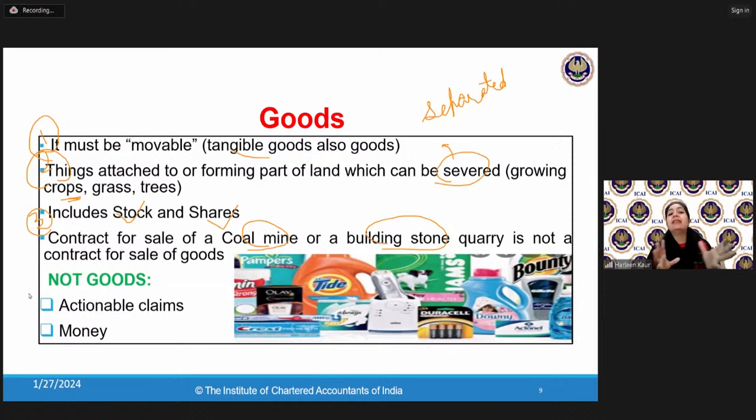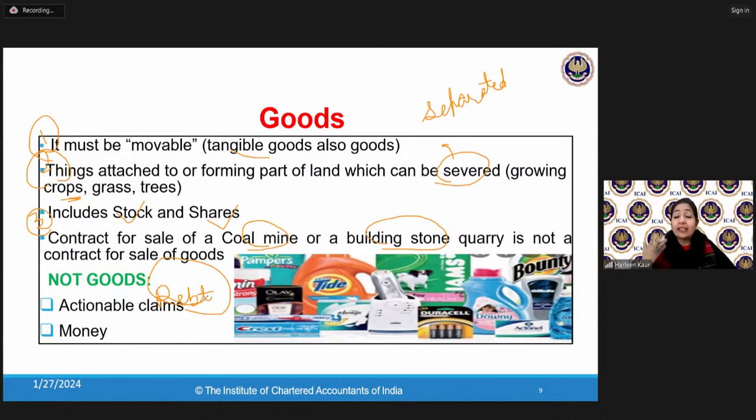Now, what are actionable claims? Actionable claims means a debt, against which action can be taken. Something against which an action can be taken. So let's understand the meaning of a debt. Debt means someone has borrowed money from you. So can you sell that debt? I have taken money from someone. I am a debtor of someone. I have to pay him. So can I sell that debt? That debt is not sellable. You cannot sell it. It's not good.